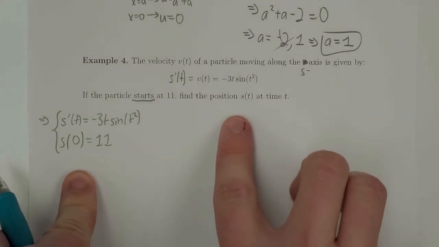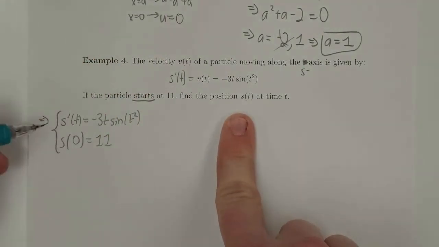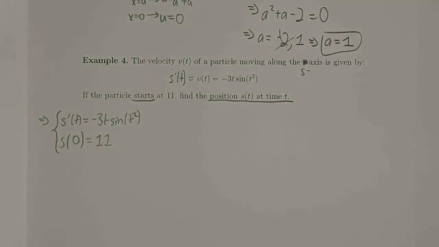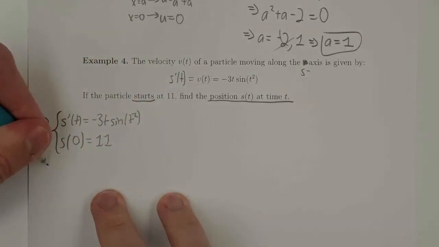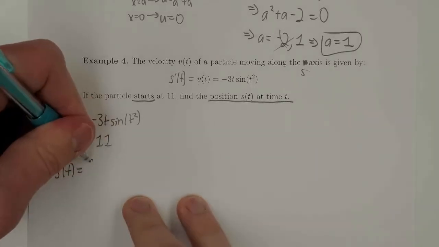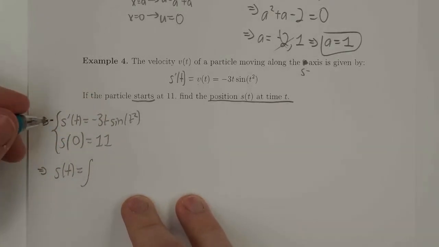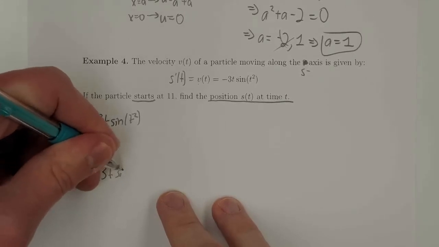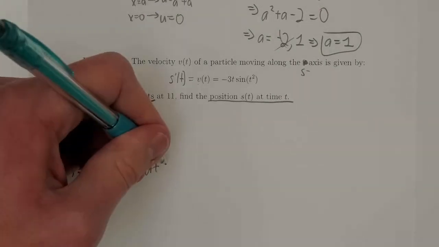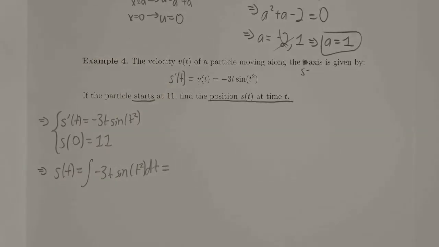So that should pretty quickly tell you, well, we need to figure out what the position function is. But thankfully, that's exactly what the problem wants us to find. So once we find S of t, then we're done. So that implies that S of t, if we find the general solution first, we just have to take the antiderivative of S prime, so just negative 3t times sine of t squared dt. Okay? So if we do that, then what would our u substitution from this be?